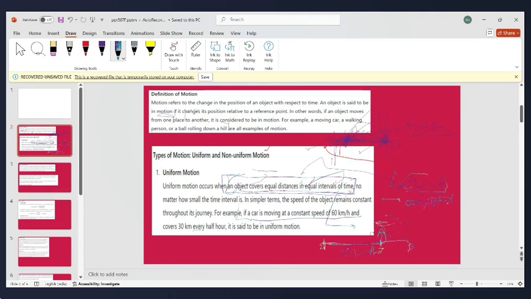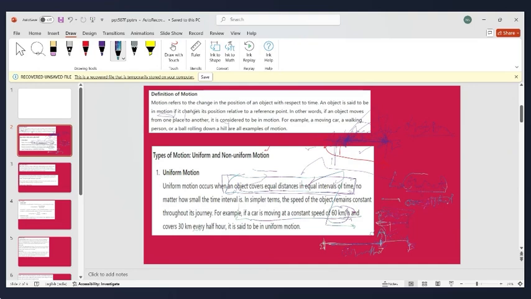Because the car is moving with a speed of 60 kilometer per hour, in the next 30 minutes, the car would be covering a distance of how much? 30 kilometer. Is this point clear?